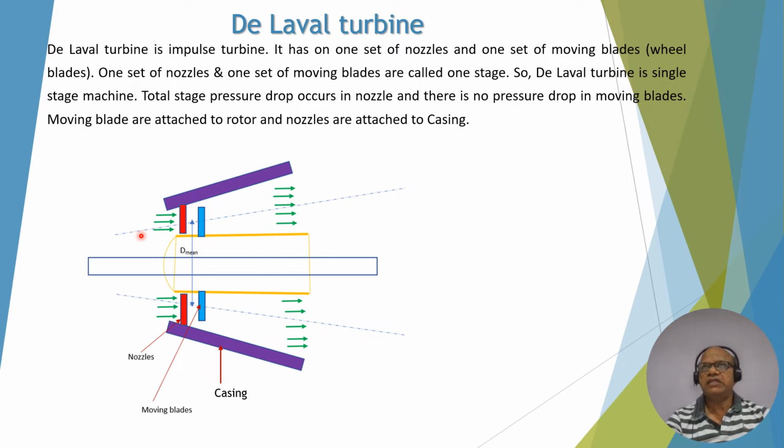So all the turbines are axial inlet and axial outlet. You can see here steam enters axially. First it comes to the nozzles where pressure drops and velocity increases, and the high velocity steam strikes the moving blades and power is produced. And then finally low pressure, low velocity steam comes out from the outlet of the turbine. So inlet is axial, outlet is axial. All types of turbines are axial inlet, axial outlet.